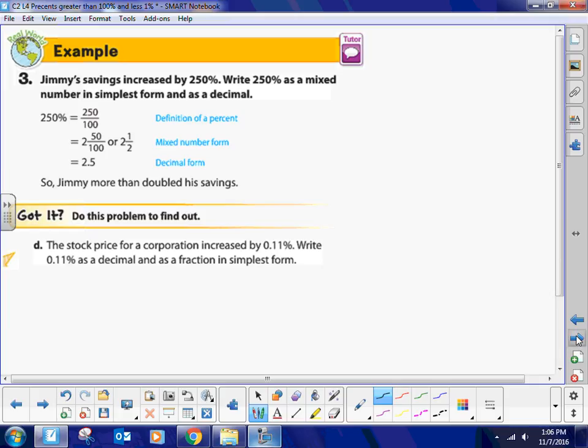Okay? Jimmy's savings increased by 250%. Right? 250% as a mixed number in simplest form. And then there's decimal. I do decimal first. I prefer decimal first. You got 2.5. Okay? 2.5. That's 5/10. Right? That's pull a 5 out of each one of these. You got 2.5. Okay? Done.